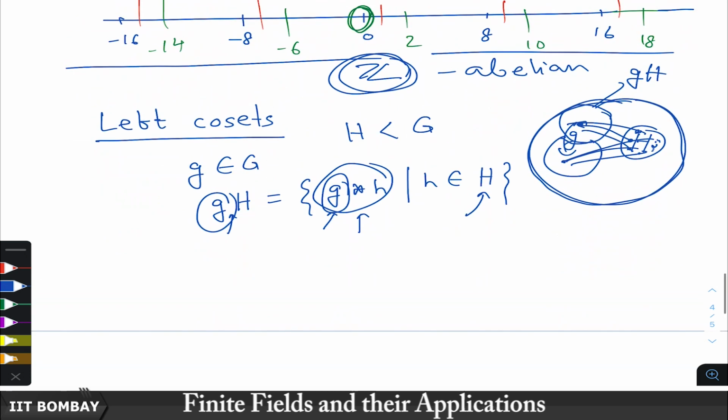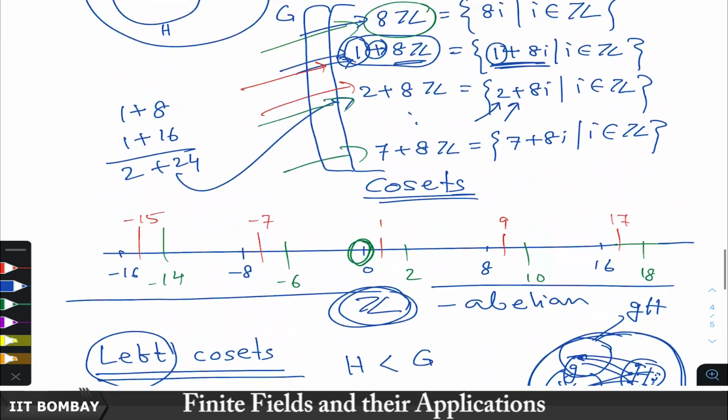So, another way to view these left cosets, whatever we are talking about left cosets, similar things can be said about right cosets also, okay. But we will just restrict our attention to left cosets for understanding the intricacies. So, another way to look at left cosets is the following.